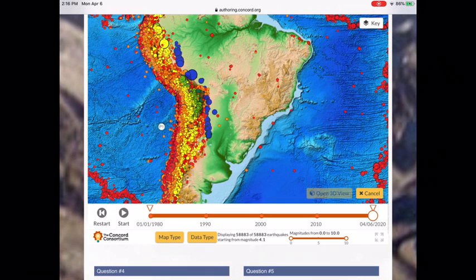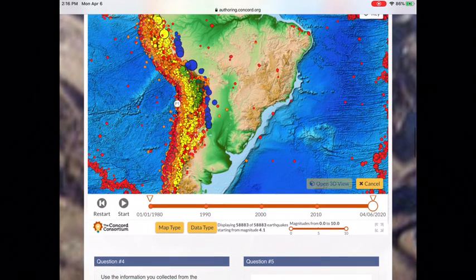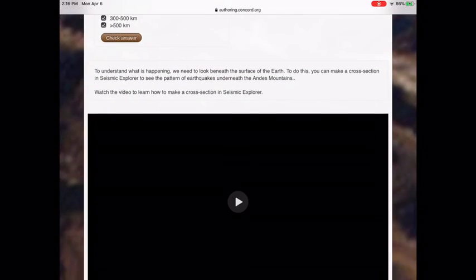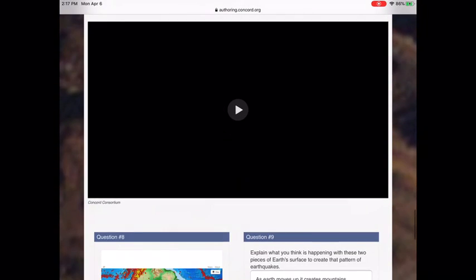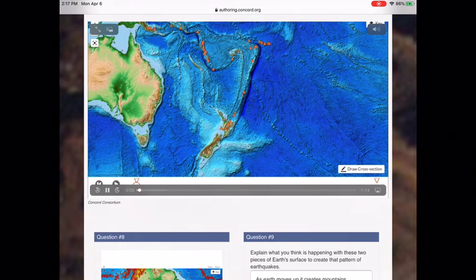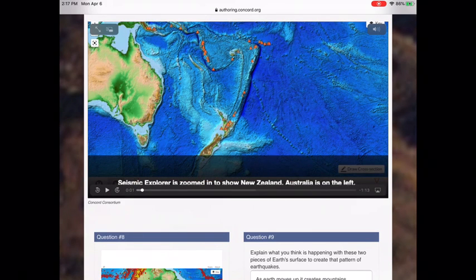Should be simple, but on the iPad it will not let you. And I understand that, and I will take that into account when I'm grading for you guys. If you scroll down a little bit, right below question 7, those of you working on a computer, if you watch this video right here, it will show you how to make a cross section. So you can do it if you're on a computer.